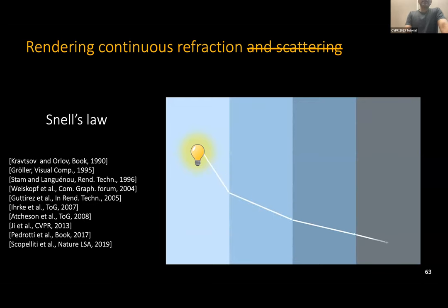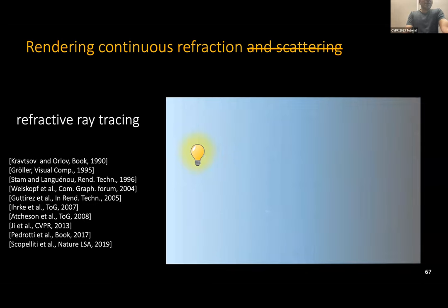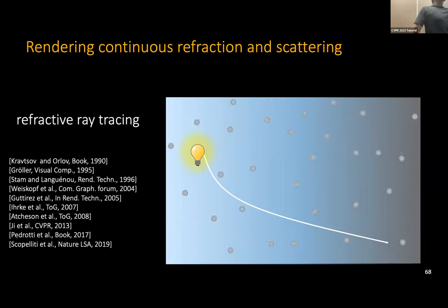And if the number of interfaces increases, the number of times the light ray bends also increases. And by continuous refraction, these are basically media where the refractive index changes continuously, and hence the ray continuously refracts. And we can trace this light ray using what is known as refractive ray tracing equations. And along with the continuous refraction, if we have scattering particles, the light ray is also going to scatter. So a typical light path is going to look something like this. Light ray is going to continuously refract, scatter, continuously refract, and so on.